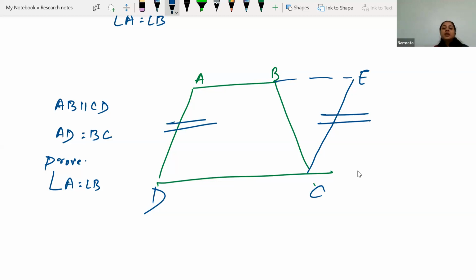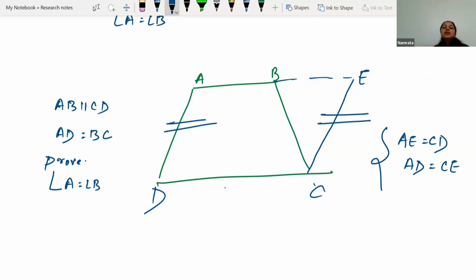Now we realize that this total ADCE is a parallelogram because already AB was parallel to CD. So this total line will also be parallel to this one. Hence it's a parallelogram. Since it's a parallelogram, opposite sides are parallel, and opposite sides will be equal to each other. So we have written AB will be equals to CD and AD will be equals to CE.